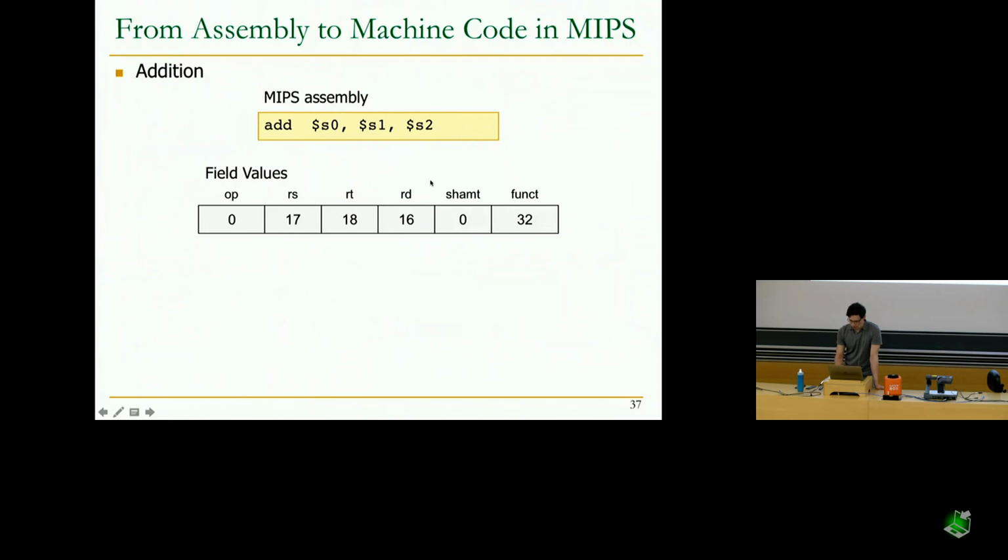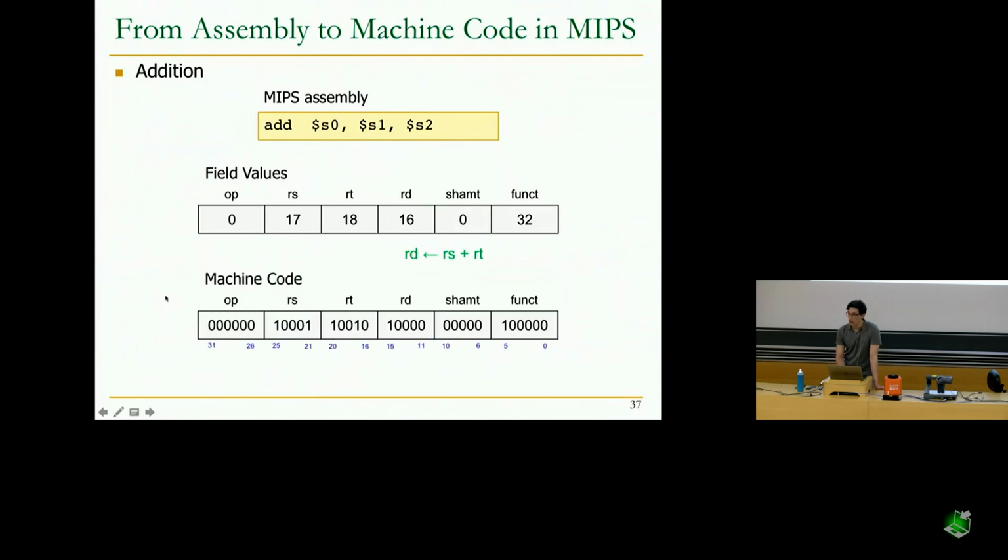And this is how we are going to represent them in the machine code, or these are the field values, in hexadecimal, in decimal numbering, and this is the binary representation. Why do we have here 17, 18, 16? Because this is a number that identifies each of these registers. S0 is the register 16, and S1 and S2 are registers 17 and 18.